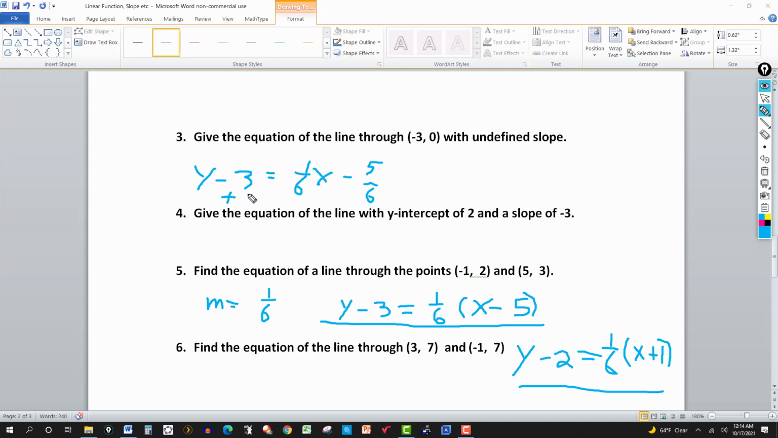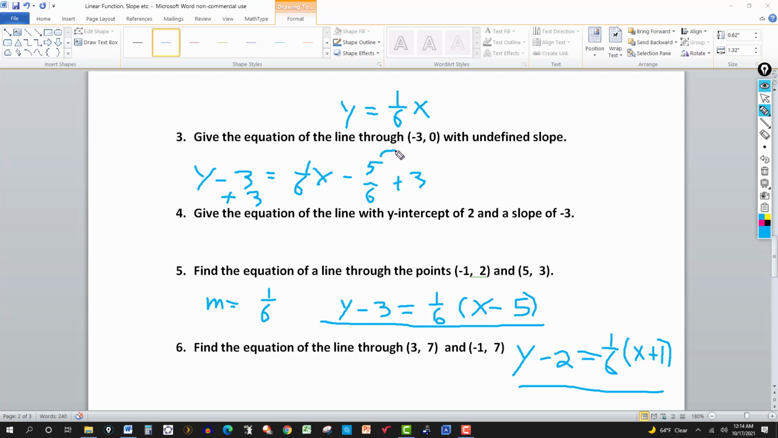So what I'm going to do is write this in slope-intercept form so you can see they're the same. So what I'm doing is solving it for y. So I'm going to put it up here. y will equal 1/6 x, and then this one here over here, minus 5/6 and plus 3.